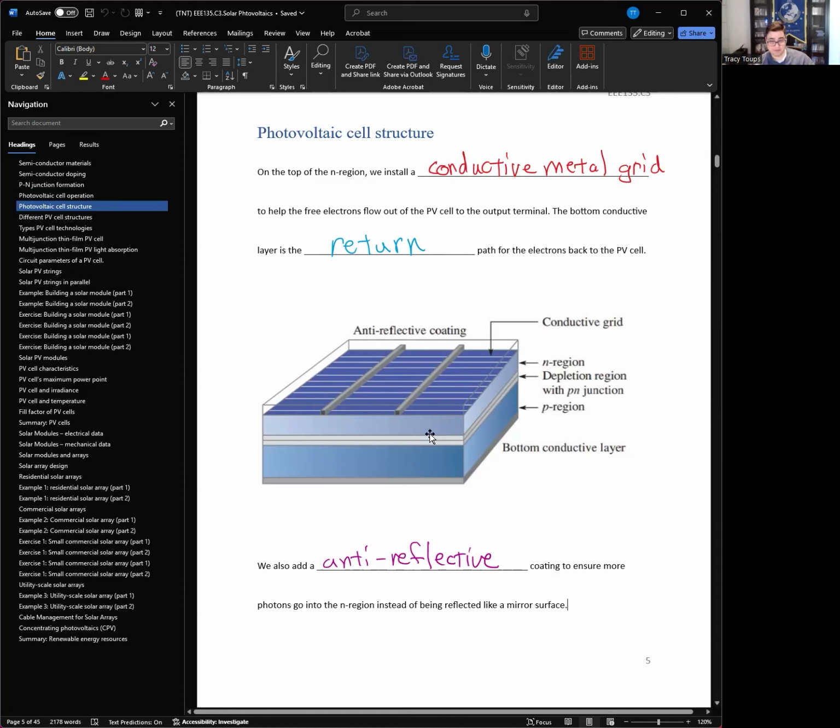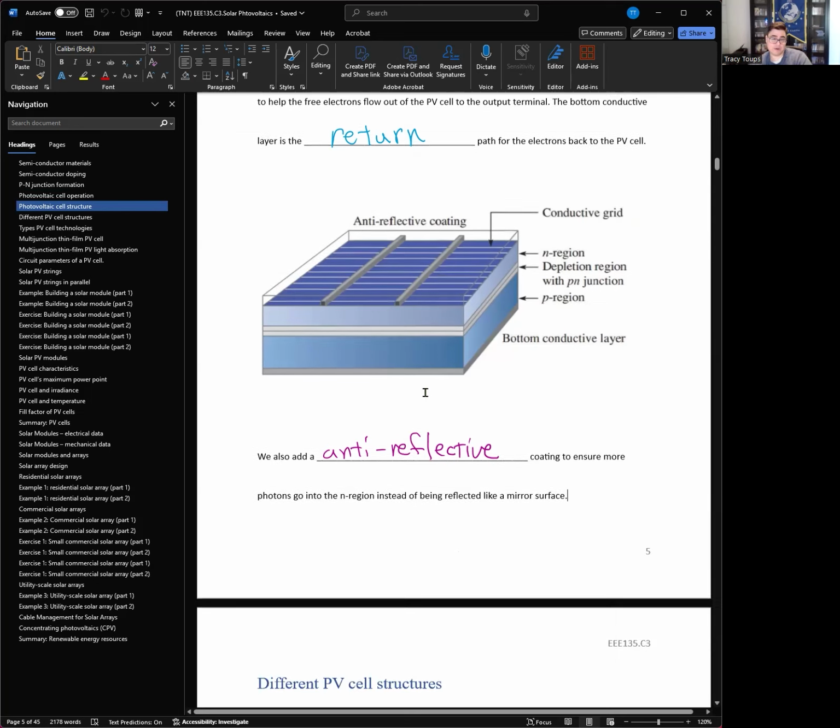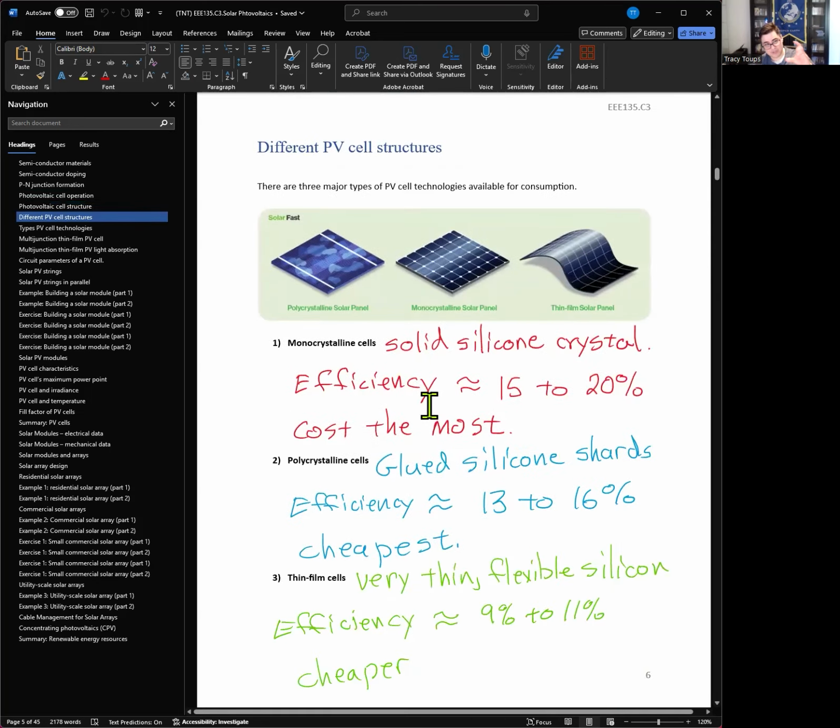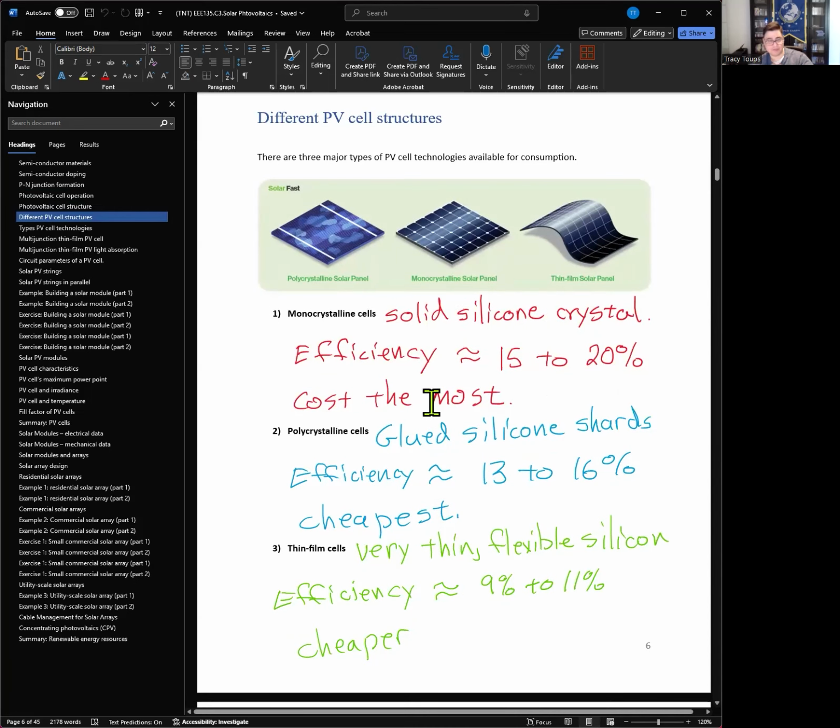So if you ever look at a PV cell, it should never be a mirror. If you can see yourself, then that means something's wrong. It's reflecting too much sunlight. So there's anti-reflective coating to make sure that the sun rays go into the PV panel and they don't bounce off. Okay, so that's pretty much the physics behind a PV cell, how it works.